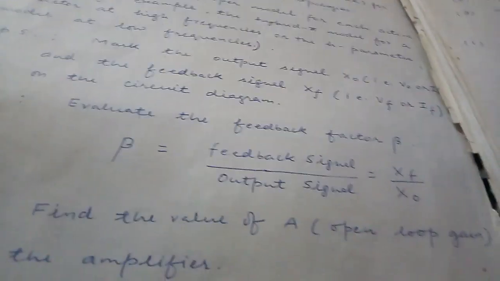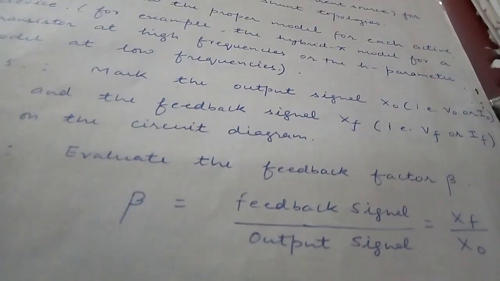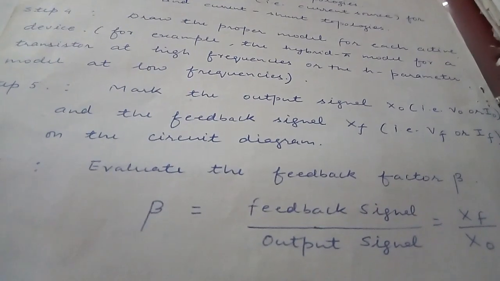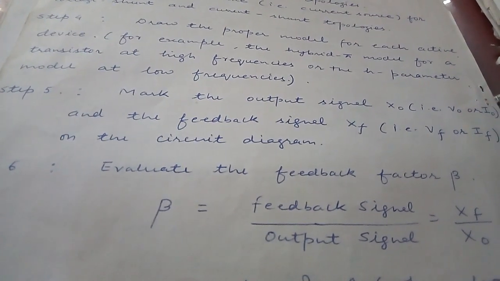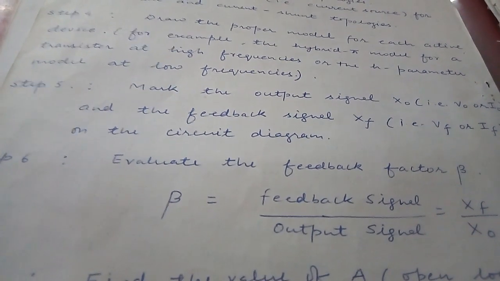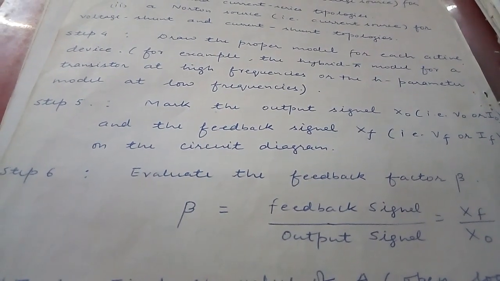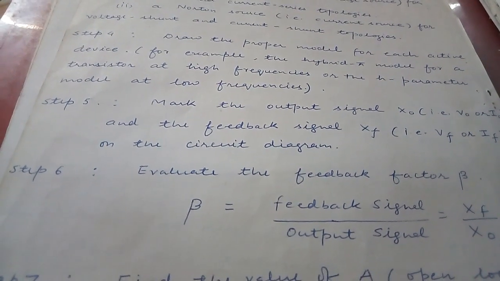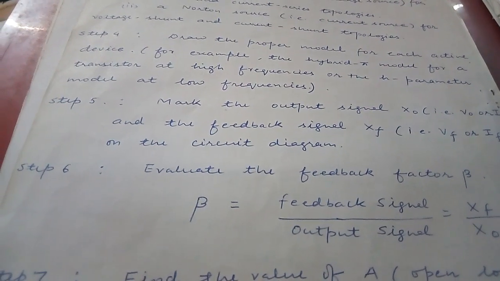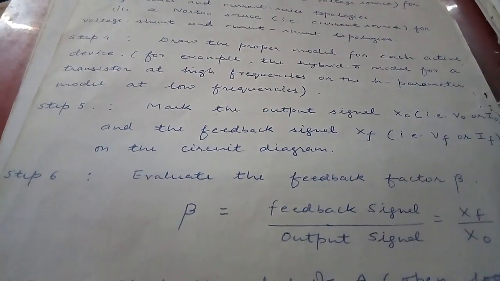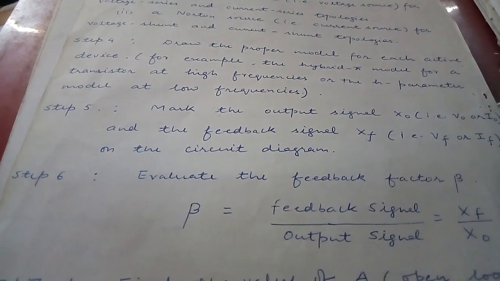After that, in step 5 we have to mark the output. We have to mark the output signal X0, whether it is V0 or I0, depending upon the topology type of sampling signal. In case of voltage sampling, we will mark it V0, and in case of current sampling, we will mark it I0. And the feedback signal XF.